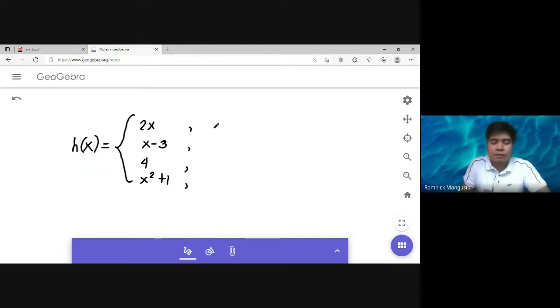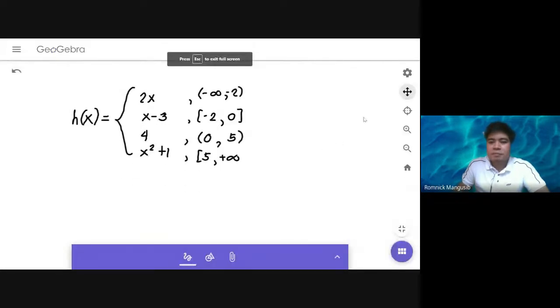Each subfunction will have their own specific set of domain. Let's say, for example, you are going to use h of x is equal to 2x when the set of input values will satisfy this interval, let's say negative infinity or all numbers less than negative 2. Then you're going to use x minus 3 as a function when it satisfies all numbers from negative 2 to 0. You're going to use h of x is equal to 4 when that is all numbers greater than 0, however, less than 5. Then you're going to use x squared plus 1 when the input value is greater than 5.